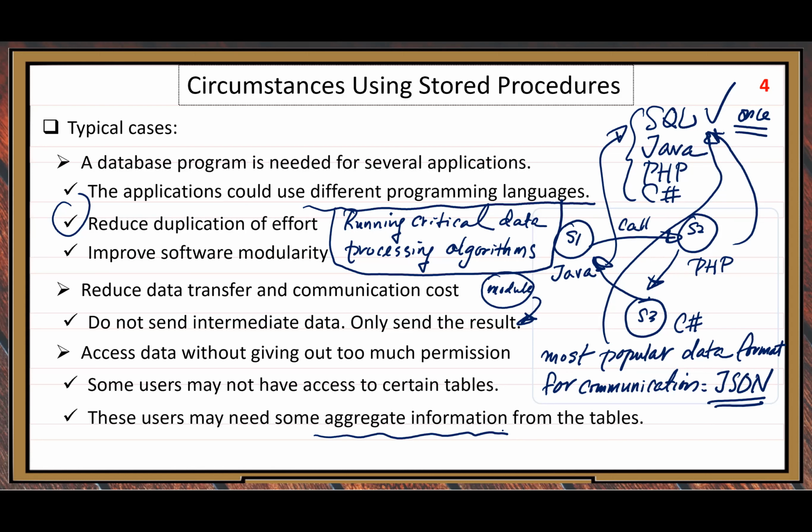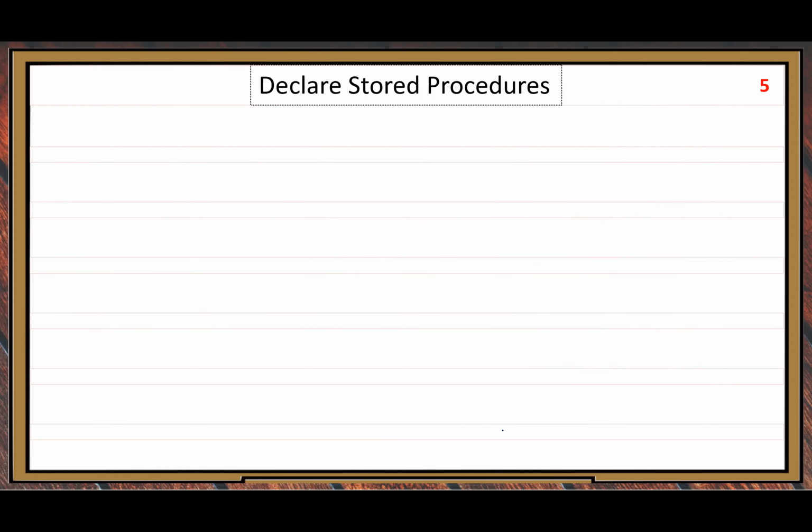Then you can create stored procedures to do that. So that is another reason you can use stored procedures. Because people just call the procedure, it returns aggregate information. That's it. So here you can see.